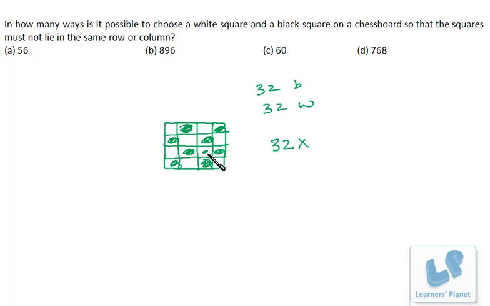So in all, there are 32 black squares, and out of 32, 8 we cannot choose. So the remaining are 32 minus 8, that's 24, right? So in all, there are 24 ways to select a black square when this black is not lying in the same row or column as the white square, right? So it is 32 into 24, that's 768. Okay, a very simple problem based on permutation and combination. I hope you are clear.